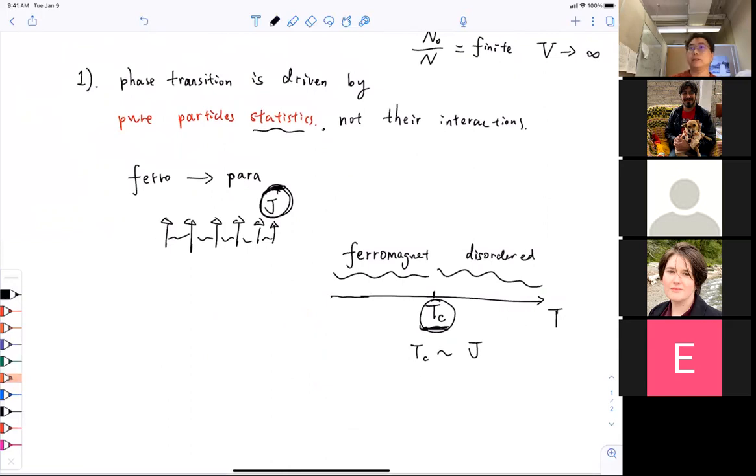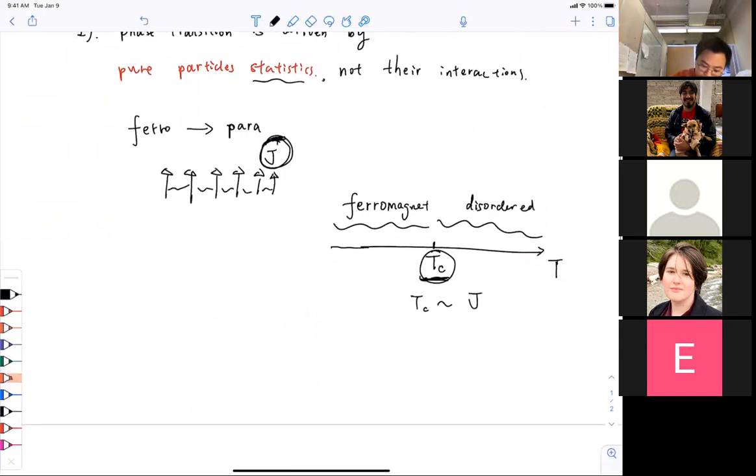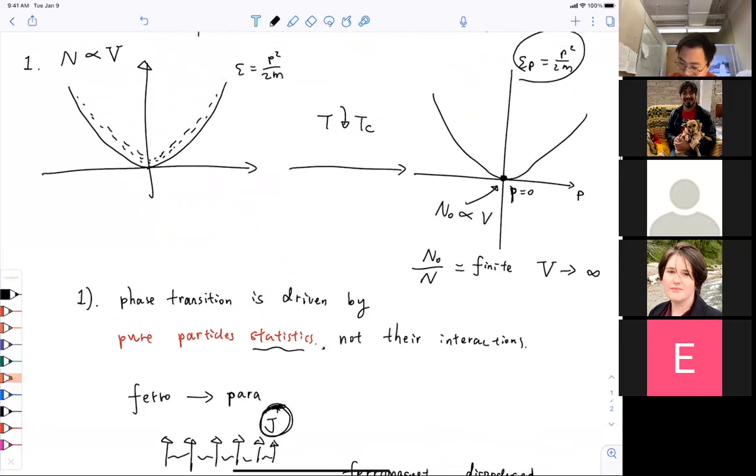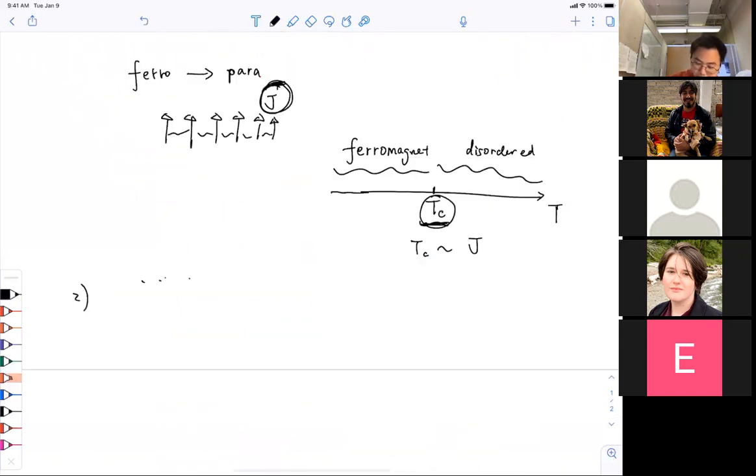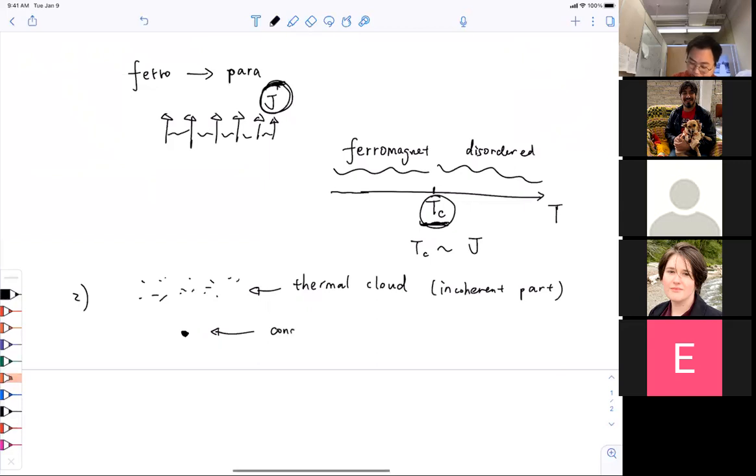Another thing I want to say is that there are two parts, right? One is the particles in the excited states, and another part is the particles that condensed into the ground state. People usually call the first part the thermal cloud, or incoherent part, and call the second part the condensate. It's the coherent part.